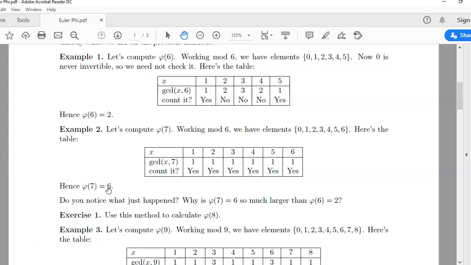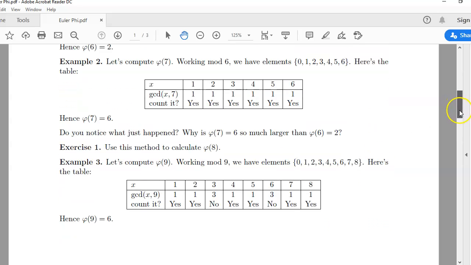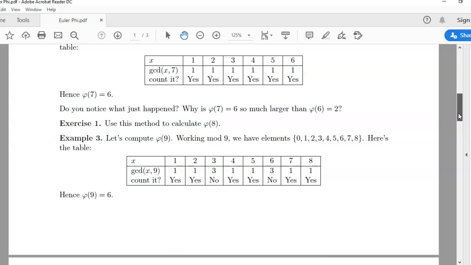That should be interesting because that didn't happen before, okay? Do you notice what just happened? Why in the world is phi of 7 equal to 6, which is so much bigger than phi of 6, which is 2? It's just 3 times as big as the answer here. This was a 2, that was a 6. That's impressive, and as you might guess, it has something to do with 7 being prime, right? And it does, okay? So let's do a couple more, and we'll take a break and finish this handout here.